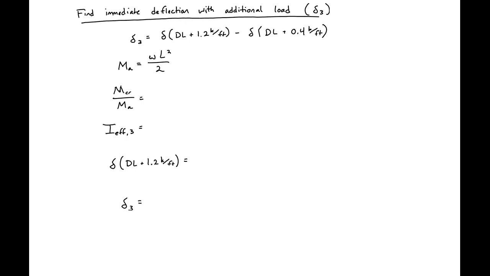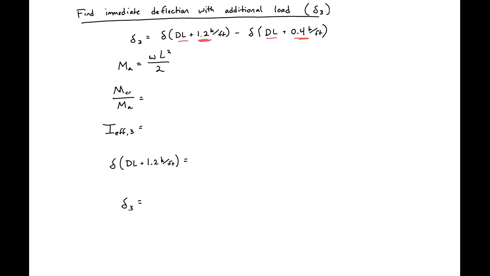We're next going to find the immediate deflection caused by the additional load, where our additional load is the non-sustained dead or live load, so the additional 0.8 kips per foot of our live load. In order to find this deflection, we'll need to find the total deflection caused by both the dead load and all of the live load. And then we'll subtract out the immediate deflection that we found before from the dead load and the sustained portion of the live load.